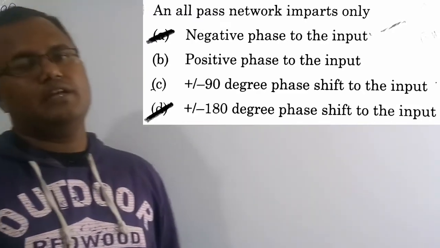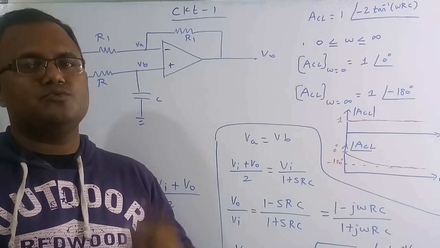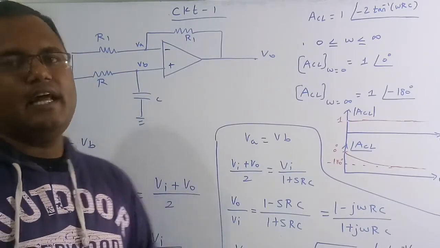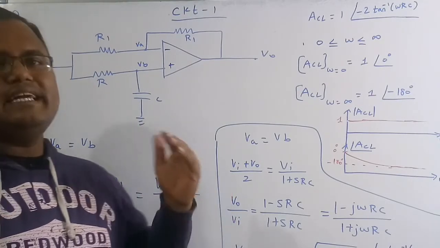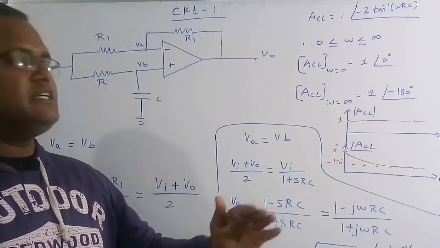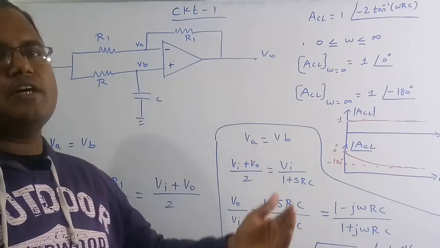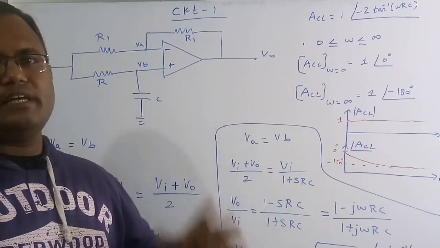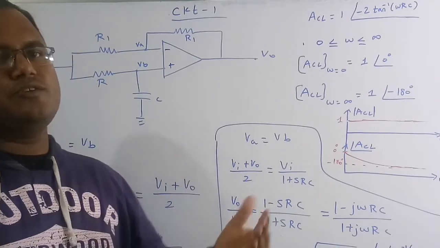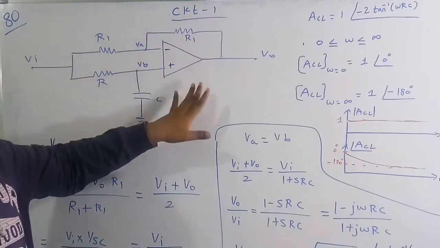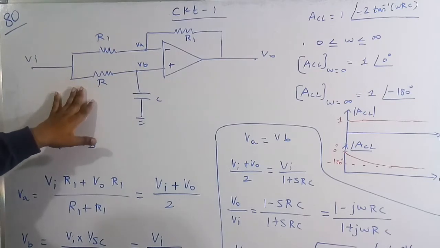So let's solve this numerical. Now I will discuss the 2 circuits regarding the all pass filter. Circuit 1 is going to cover the negative phase shifts, and the second circuit is going to cover all the positive shifts. If you combine both, it can cover positive and also negative. So this is circuit 1, called the all pass filter.